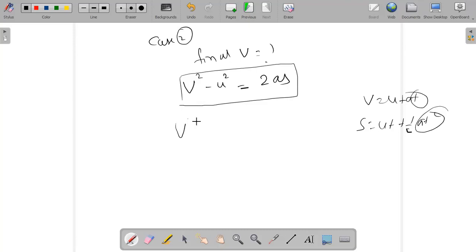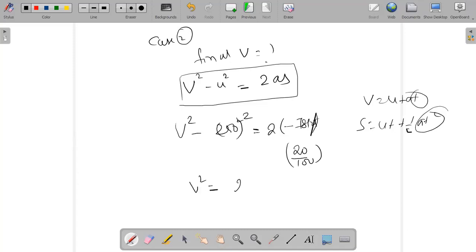You know the value of u square, and instead of a you have to use the value 78125. What is the distance now? It is traveling only 20 centimeter. In the previous case it was traveling 40 centimeter, now it is traveling 20 centimeter. From here you have to calculate v square. v square is equal to 2 into minus 78125 into 20 by 100 plus 250 square.